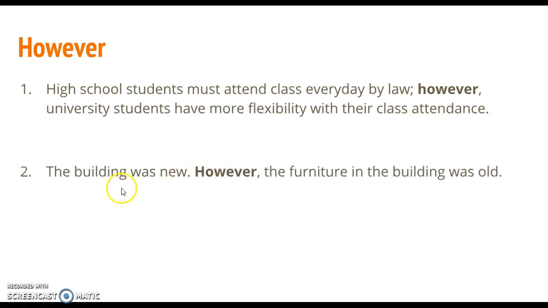Here's another example. The building was new, however the furniture in the building was old. So again, we're showing contrast in the age of things. Something's new, something's old. So there's a clear contrast here. Notice the punctuation as well. There are two ways to punctuate however in all conjunctive adverbials.